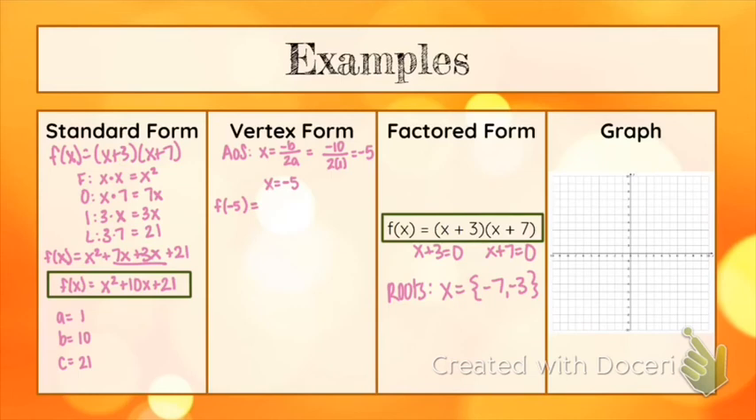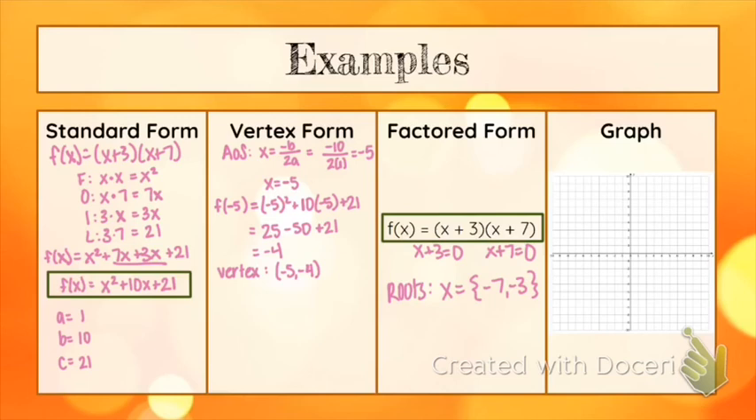And so if we have our standard form, that's going to be -5 squared plus 10 times -5 plus 21. So -5 squared is +25. 10 times -5 is -50 plus 21. We are going to get f of -5 to equal -4. So our vertex is -5, comma, -4.